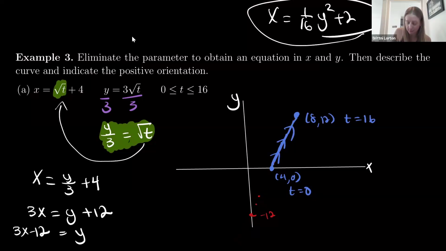Everything else is gone. So that's something to remember there, that restricted domain on the parameter tells you whether or not you have an infinite curve. If you only have a part of it, what is the actual piece that you're drawing? Excellent. And when I say indicate the positive orientation, those arrows are enough. That's indicating the positive orientation.